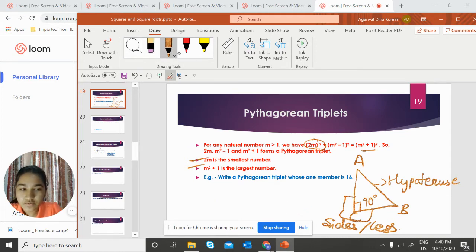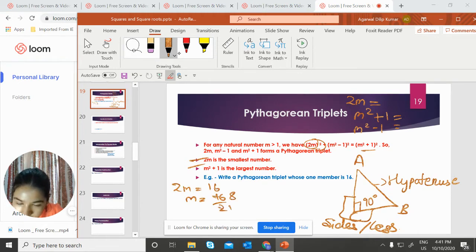Write a Pythagorean triplet whose one member is 16. So there are three things, right? 2m, m square plus 1, and m square minus 1. If we consider 2m as 16, then m will be equal to 16 by 2, which is 8. So m is 8. Let's check if we take m square minus 1 equal to 16. That implies m square is equal to 17, 16 plus 1, right? So then the square root of 17.